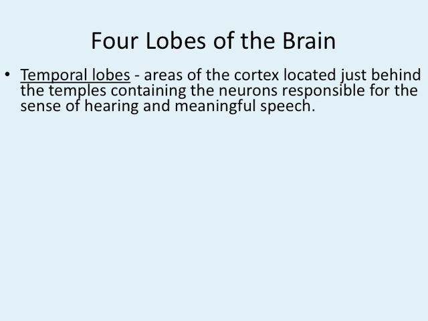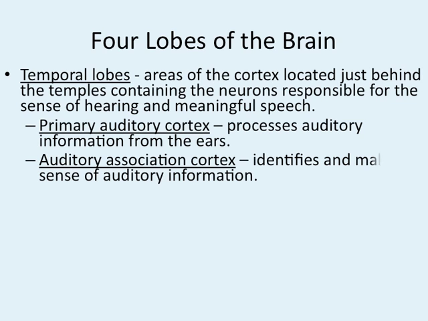The temporal lobes are located in the cortex just behind the temples, containing the neurons responsible for hearing and meaningful speech. They're literally right behind your ears. What's there is the primary auditory cortex, which processes all the auditory information you're receiving, as well as the auditory association cortex, which identifies and makes sense of the auditory information. In case you haven't noticed the pattern here, there's a primary auditory cortex, which is processing, and then association is the one making sense. There's a primary and an association cortex for each sense.